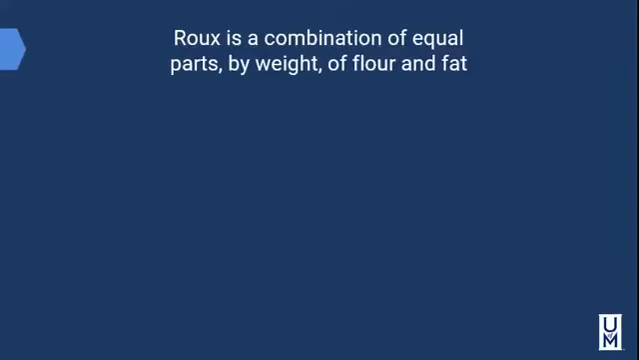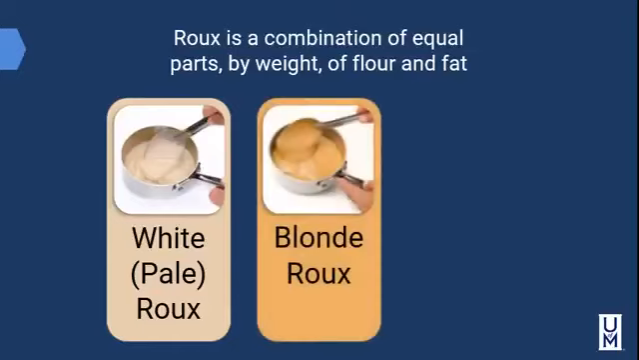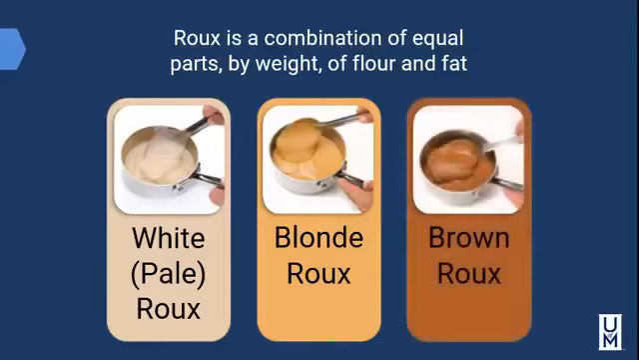A roux is a combination of equal parts by weight, flour, and fat. A white roux is only cooked briefly, used in white sauces such as bechamel or in dishes where little or no color is desired. A blonde roux is cooked slightly longer to take on a little more color, used in ivory-colored sauces and should begin to take on a little color themselves. A brown roux is cooked until it develops a darker color and a nutty aroma, and it's used in brown sauces.